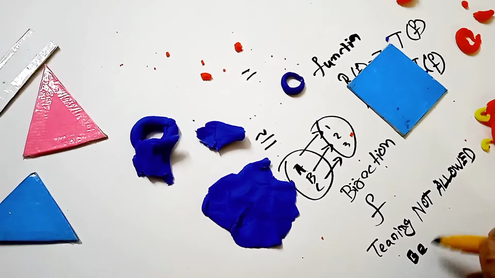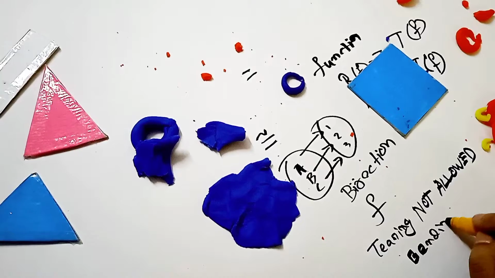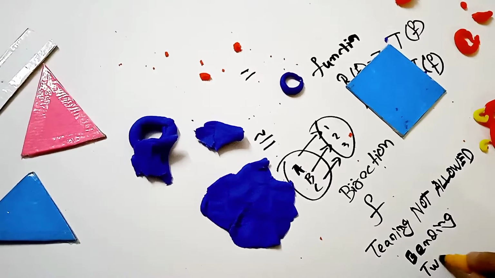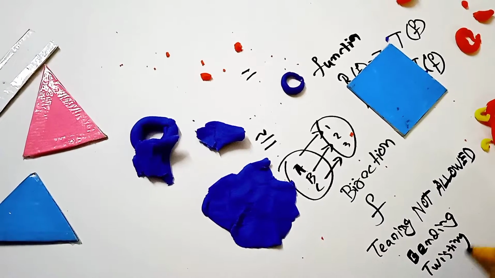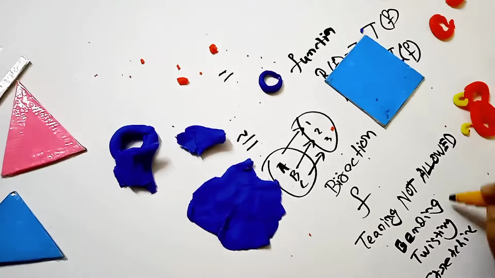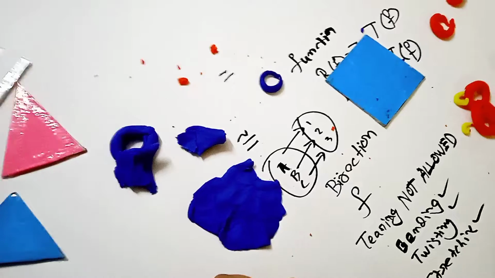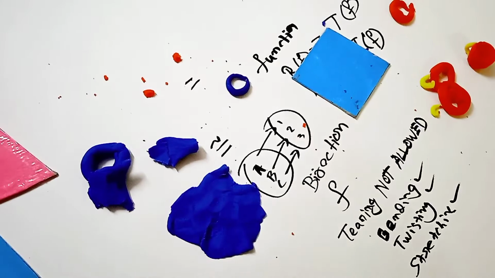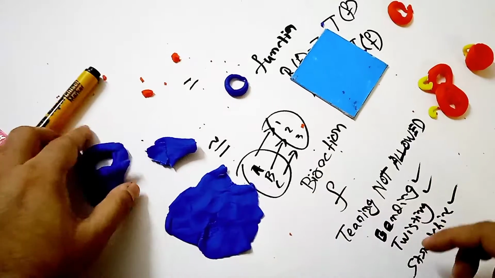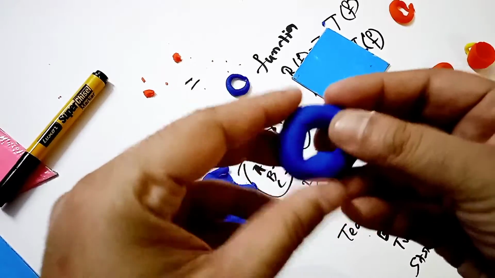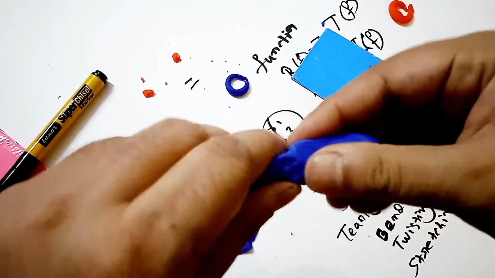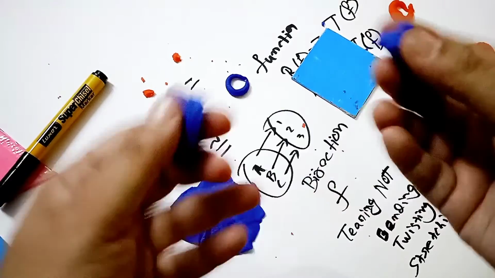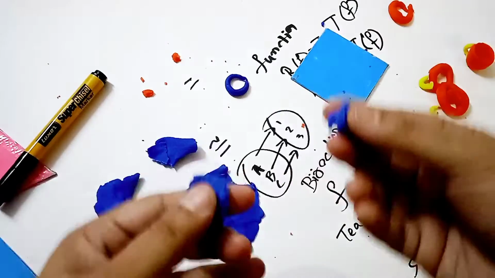Bending or twisting or stretching, all of these things are allowed. Bending, twisting, stretching, all of these things are allowed. However, we cannot tear things apart. The reason is that the moment we get a kind of a surface and we tear things apart, this function breaks. There is a discontinuous function.